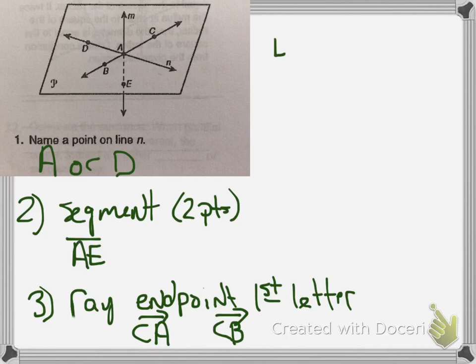All right, so let's get to number 4. Number 4 says, name 3 collinear points. So you should know that collinear means on the same line. Non-collinear, not on the same line. So BAC could be considered 3 collinear points because they're all on the same line. I get it.